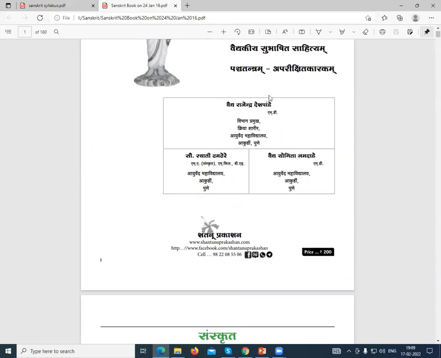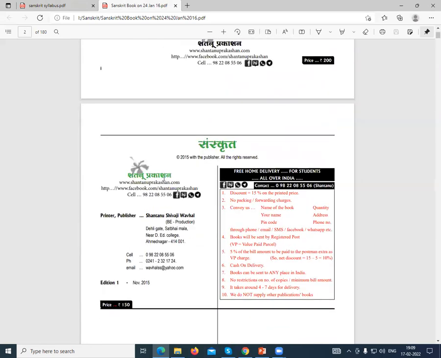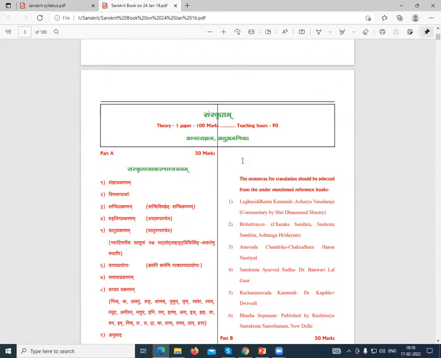But this is not written by myself alone. There is a Sanskrit expert, Mrs. Swati Dhamdere madam, who has an MA in Sanskrit, MPhil and B.Ed. And then Vaidya Yogita Jamdade madam, she is also an MD from Jamnagar. And we three together have compiled this book for first year BMS. Here you can see the publication is Shantanu Prakashan. I can give you the numbers and you can order this particular book in Marathi online. So Sanskritam paper 1, 100 marks.